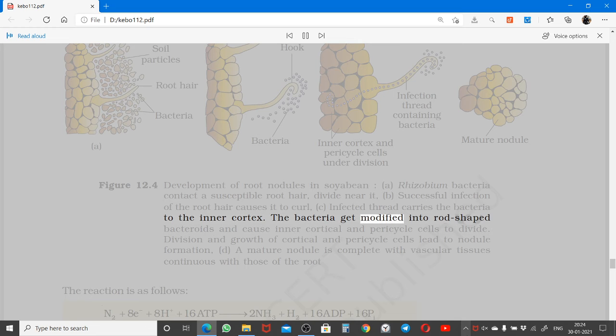The bacteria get modified into rod-shaped bacteroids and cause inner cortical and pericycle cells to divide. Division and growth of cortical and pericycle cells lead to nodule formation. D. A mature nodule is complete with vascular tissues continuous with those of the root.